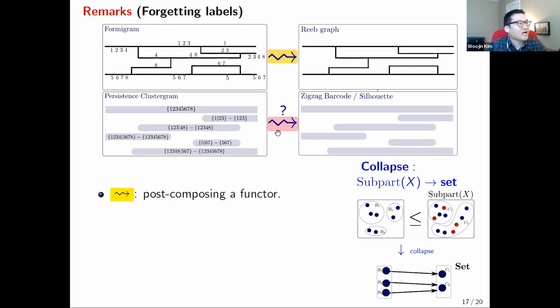Okay, and how do we go from the persistent clustergram to the silhouette of the persistent clustergram? That looks like a zigzag barcode, but actually this silhouette is not always the zigzag barcode. The way to go from here to there is to look at this annotation. In the first interval, we have 1 block partition. That's 1, so that 1 becomes the multiplicity of this interval.